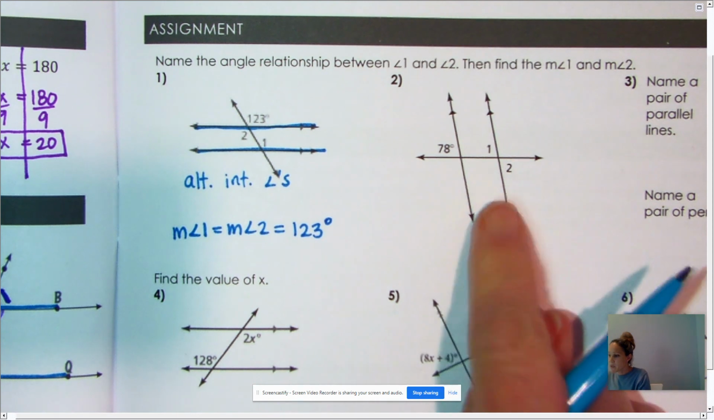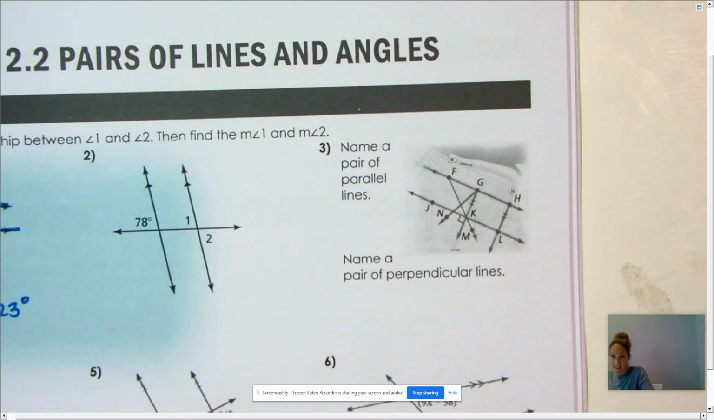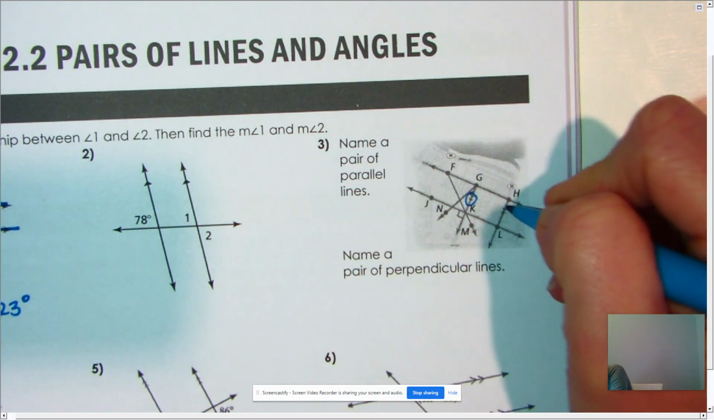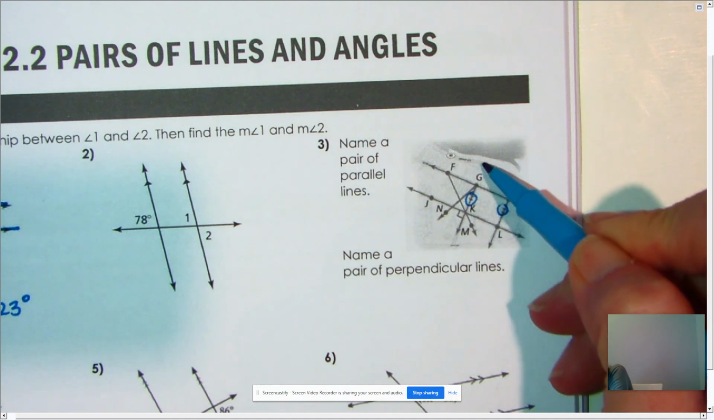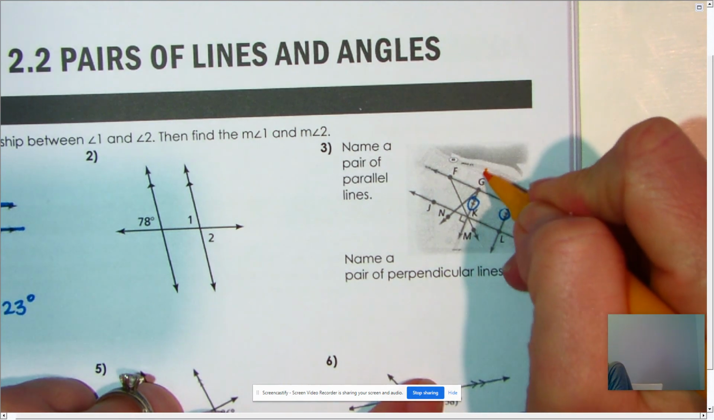Okay, we're going to skip number 2. That one's pretty similar. Question number 3, name a pair of parallel lines and name a pair of perpendicular lines. Sorry, let me put it where you can see it. Okay, so for parallel lines, I'm going to look for those little arrows. Do you guys see those? And then I'm going to use a lighter color so you can still see all the letters and whatnot. Okay, so here's my parallel lines.